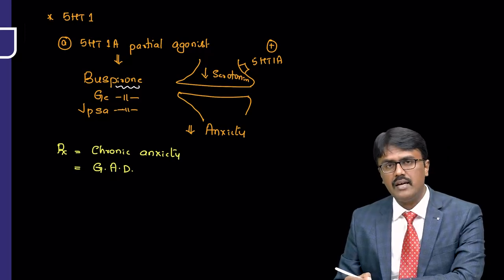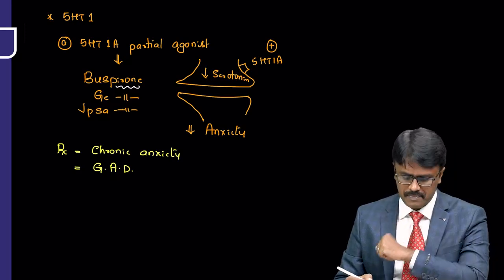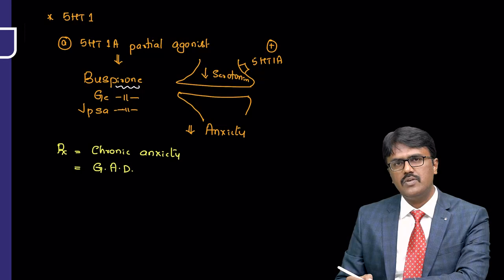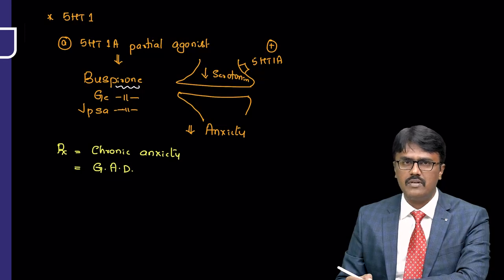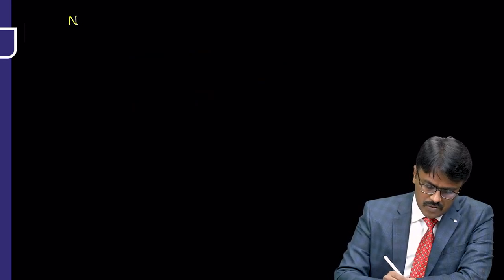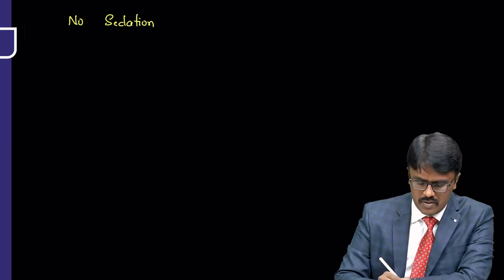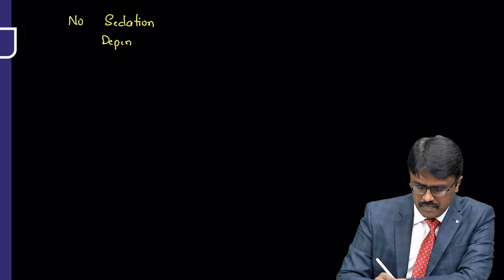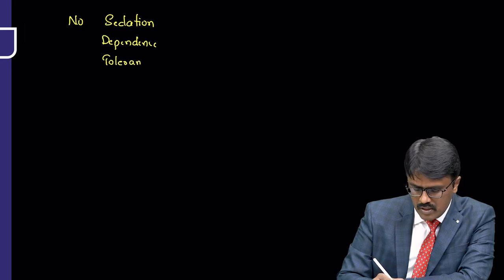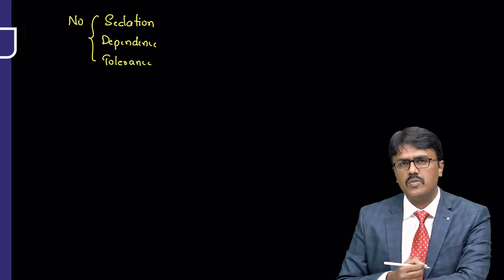Now, how better are they compared to benzodiazepines? We also use benzodiazepines in anxiety. If I think of benzodiazepines, you know that they can produce tolerance and dependence, right? And they can produce sedation. So the advantage of these drugs is that they produce no sedation, they don't produce dependence, and they don't develop tolerance. So this is the advantage of the 5-HT1A partial agonist, that is buspirone.